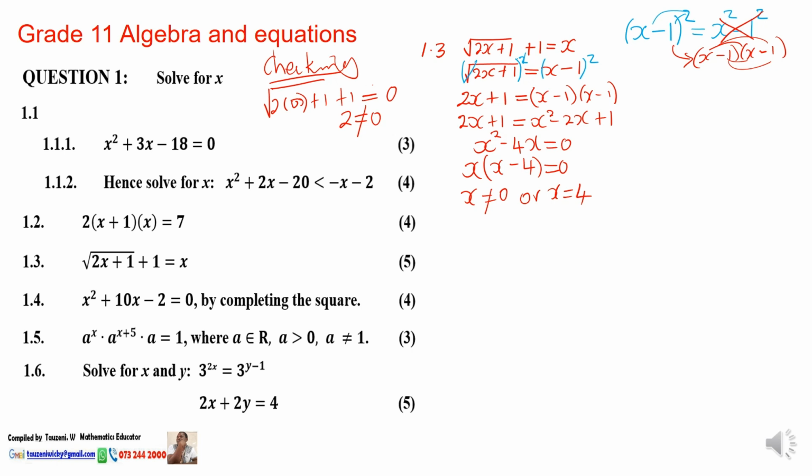In this case, if you put 4 in place of x, you are going to get 2 times 4, which is 8. 8 plus 1 is 9. The square root of 9 is equal to 3. 3 plus 1 is 4. Then on the right hand side, we have 4 also.